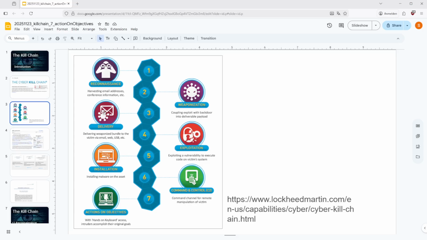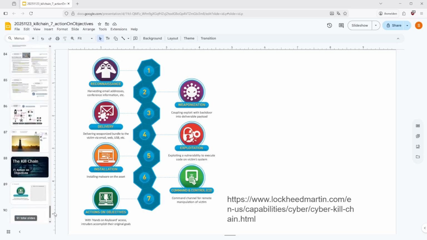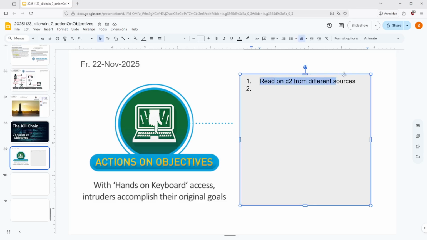What now? You did all of these technical steps, but what's happening now? This is what we are looking at today. First of all, we are going to take a look at some sources on AOO. Okay, we call it AOO for now, action on objective. So we read some sources on that.